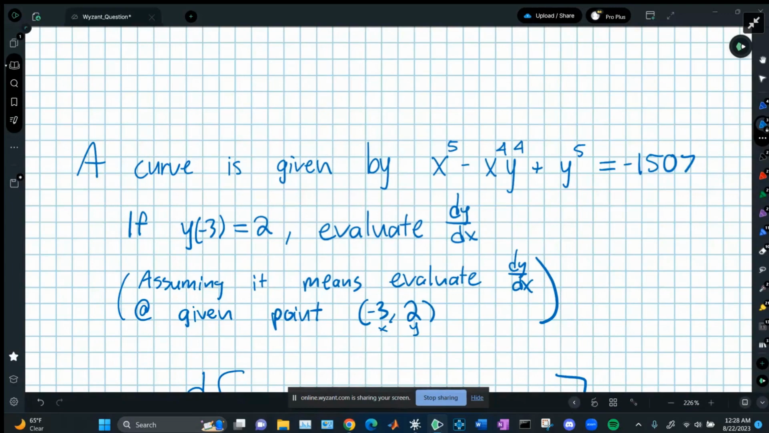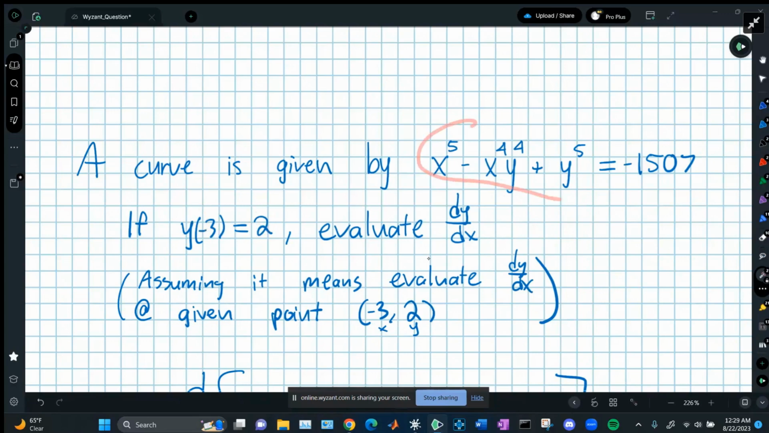We're given this problem. A curve is given by the following expression right here. It says if y of -3 is equal to 2, evaluate dy over dx. I'm going to assume that it just means evaluate dy over dx, the derivative of y with respect to x, at this given point, -3, 2. This -3 is the x value, the input, and this 2 is the output, the y value.